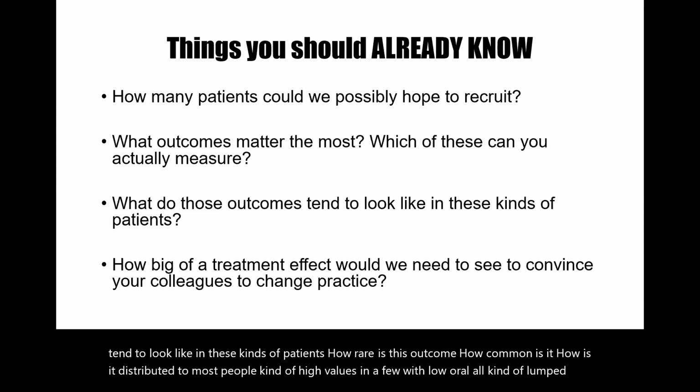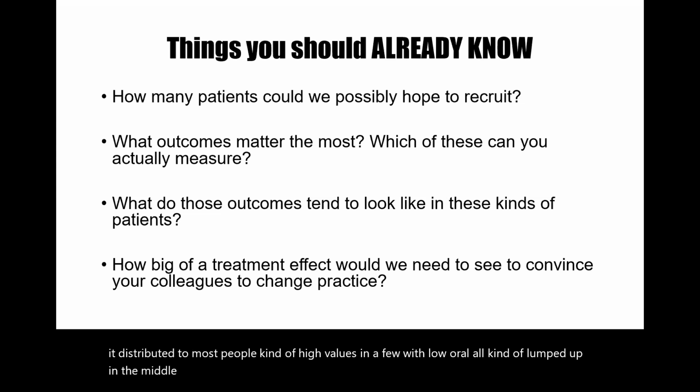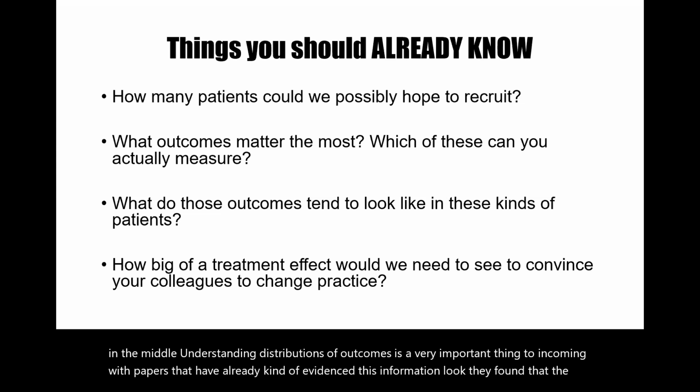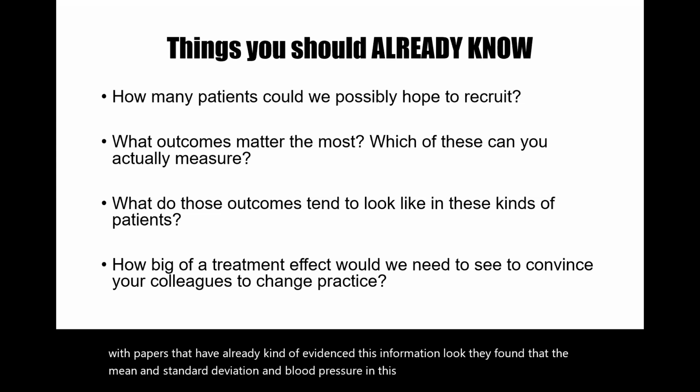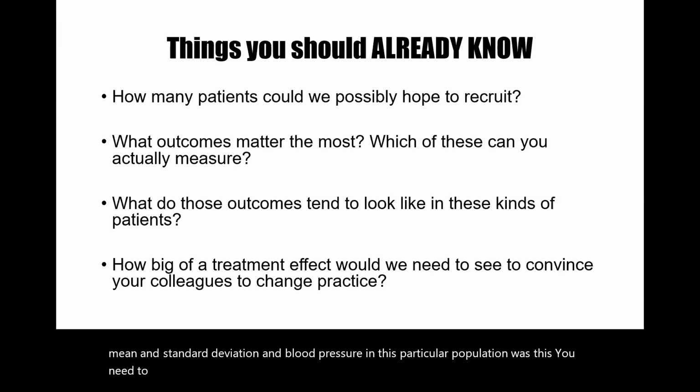Understanding distributions of outcomes is a very important thing too, and coming with papers that have already evidenced this information. Look, they found that the mean and standard deviation in blood pressure in this particular population was this. You need to come with that information. The statistician should not need to ask for that. That's just wasting your valuable time.